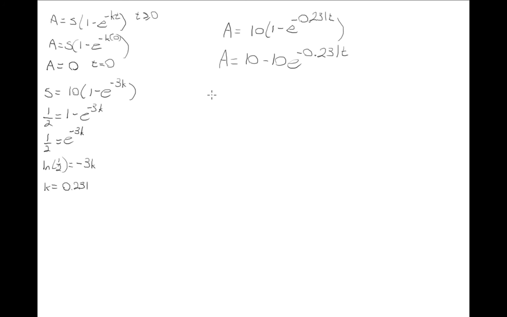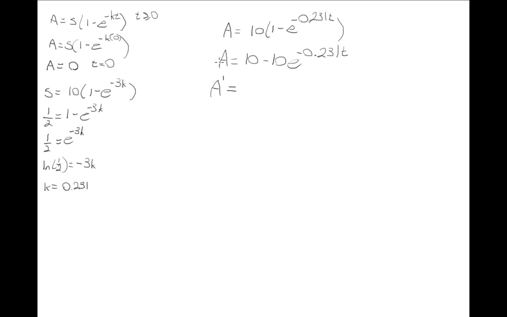Now let's work out our derivative. So a derivative of 10, and I'm going to call this just A dash for the moment. Derivative of 10 is just 0. Our derivative of e to the power of something, or e to the power of a function, is still e to the power of the function multiplied by the derivative of this function. And the derivative of this function here, when we're deriving with respect to t, is just negative 0.231. Whenever we drop the t, it's like saying what's the derivative of 2x? It's just 2.